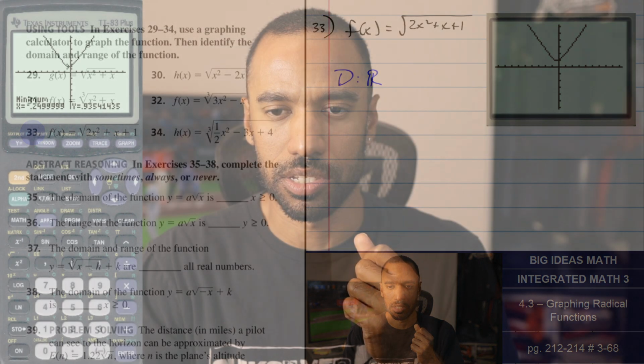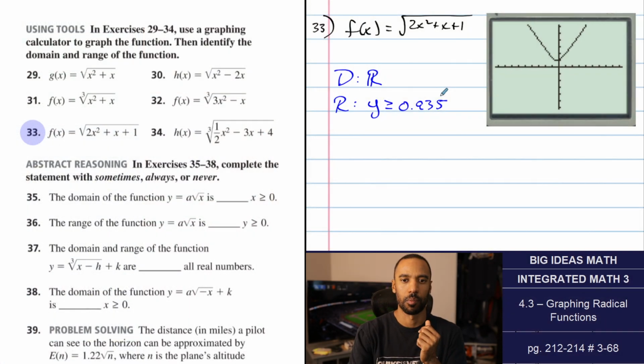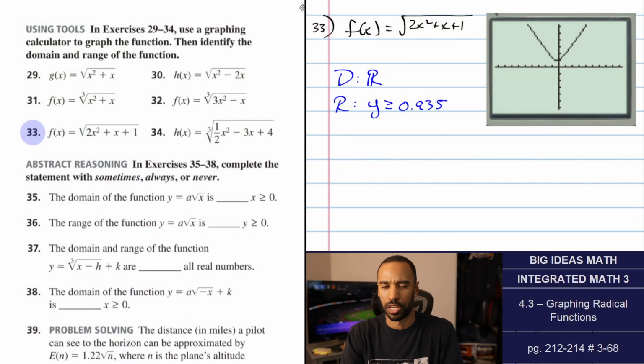No, minimum's less. Sorry. So minimum's this number here. I guess it is a little bit to the left, huh? So 0.935. Y is greater than or equal to that. And again, that's rounded. But that's what we're getting on this one. And again, I couldn't really tell you where it comes from. What's the x value? The x value is negative 0.25, so negative a quarter.